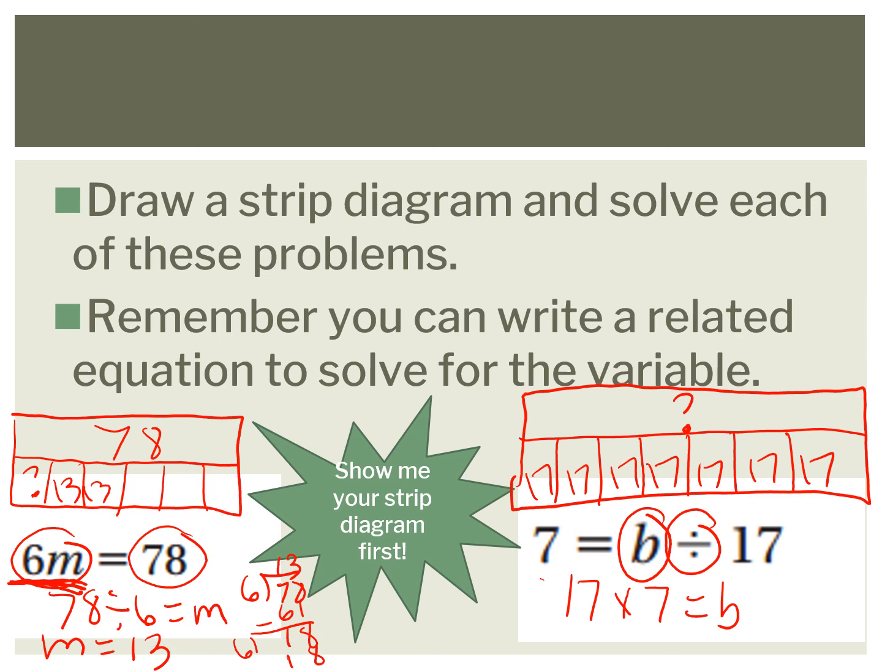The way I taught you, 7 times 10 is 70. 7 times 7 is 49. 70 plus 49 is 119. So B equals 119.